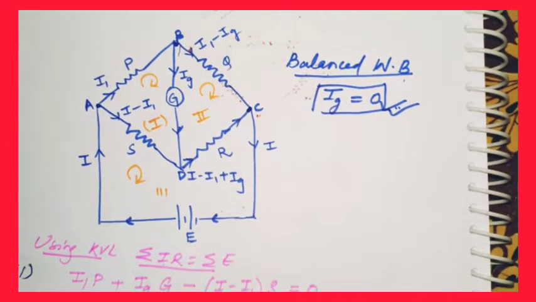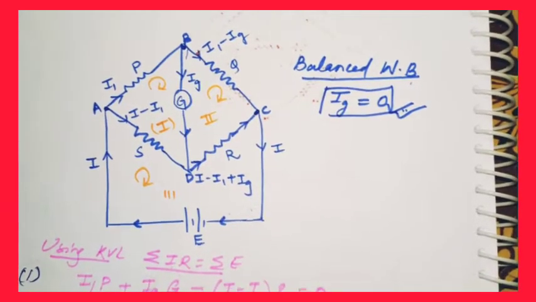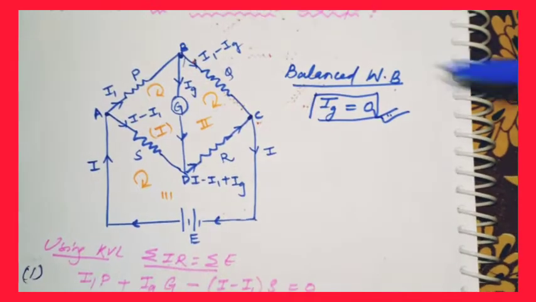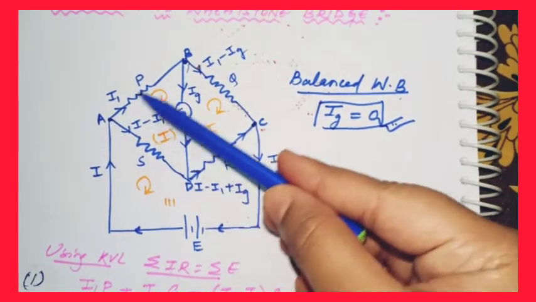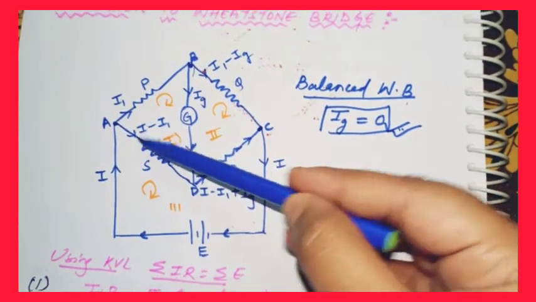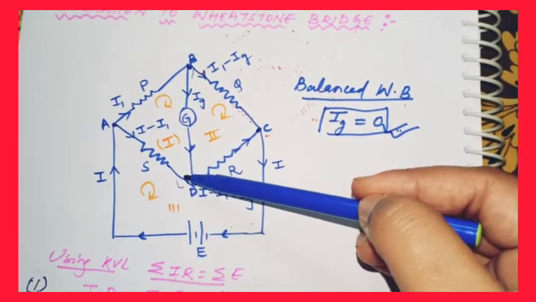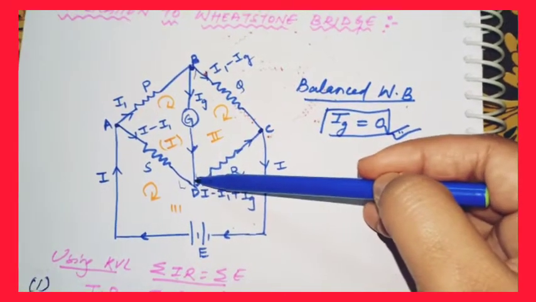So students, let us apply Kirchhoff's voltage law for the first loop. So you can see in the first loop I1 current flows through P and I minus I1 current flows through S and Ig current flows through G.